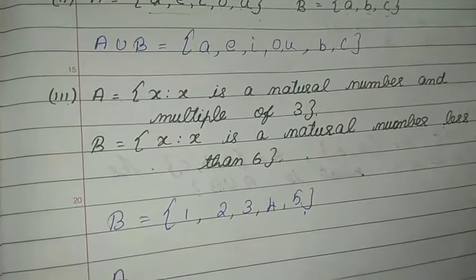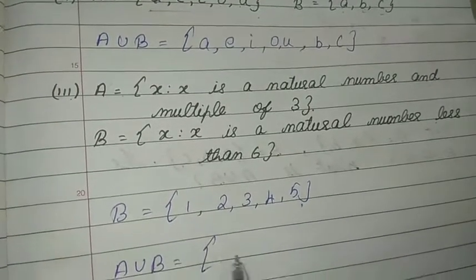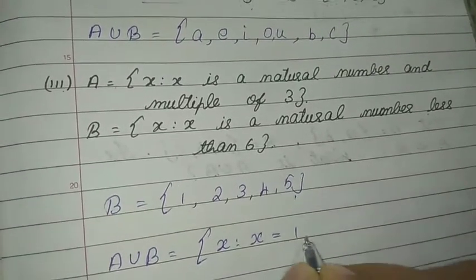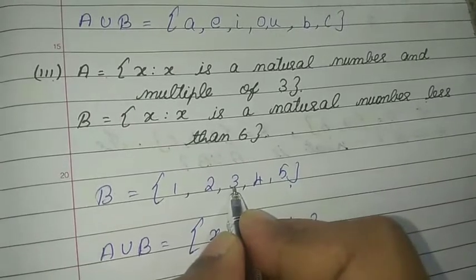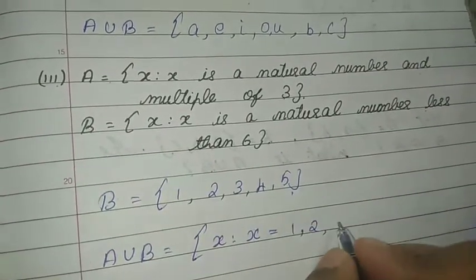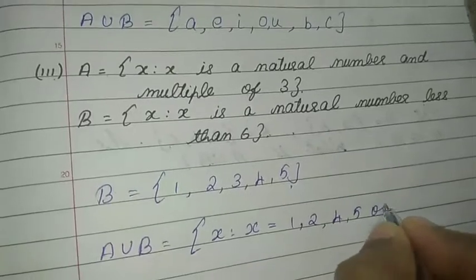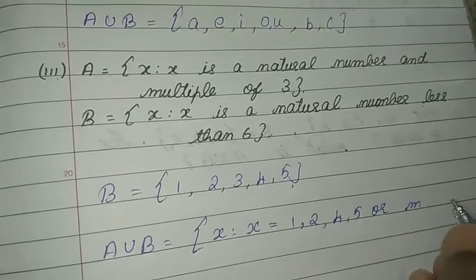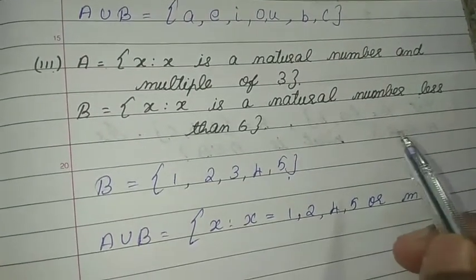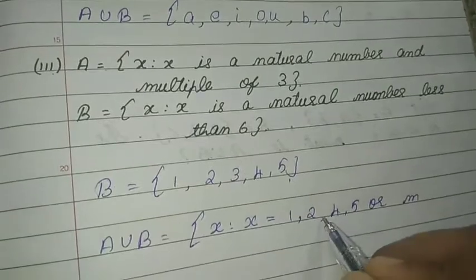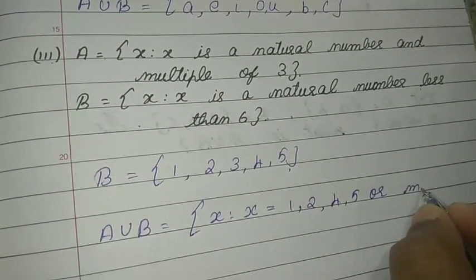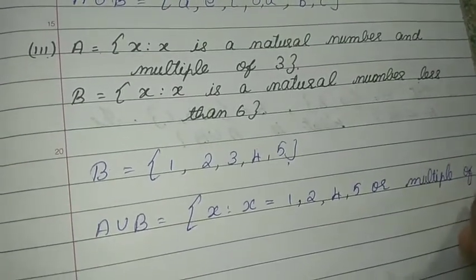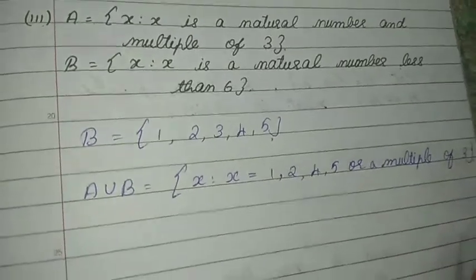So what will be A union B is equal to {x such that x is equal to 1, 2, don't write 3 because 3 is a multiple of 3, isn't it? So 4, 5 or multiple of 3}. Since it is union, we have to take two sets also. No, the common terms should be taken only once. So only I am not taking 3 here. Instead, I am writing it as multiple of 3 or a multiple of 3.